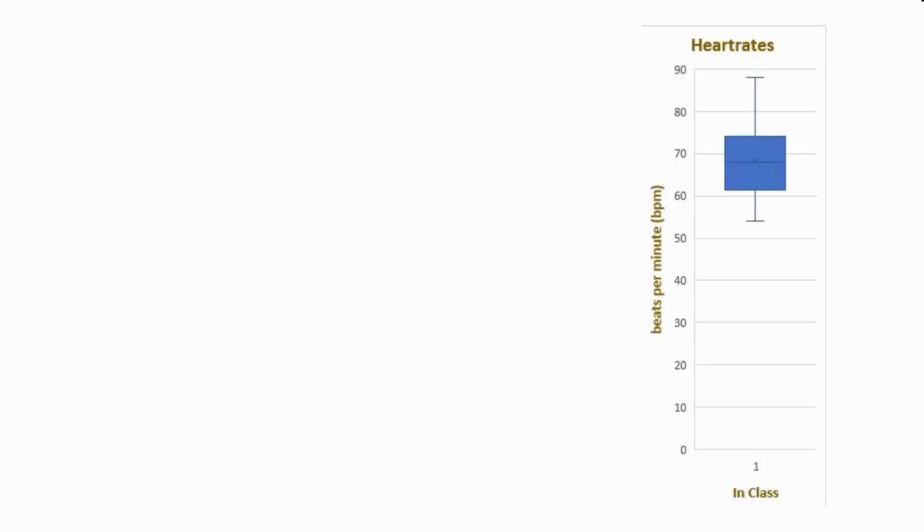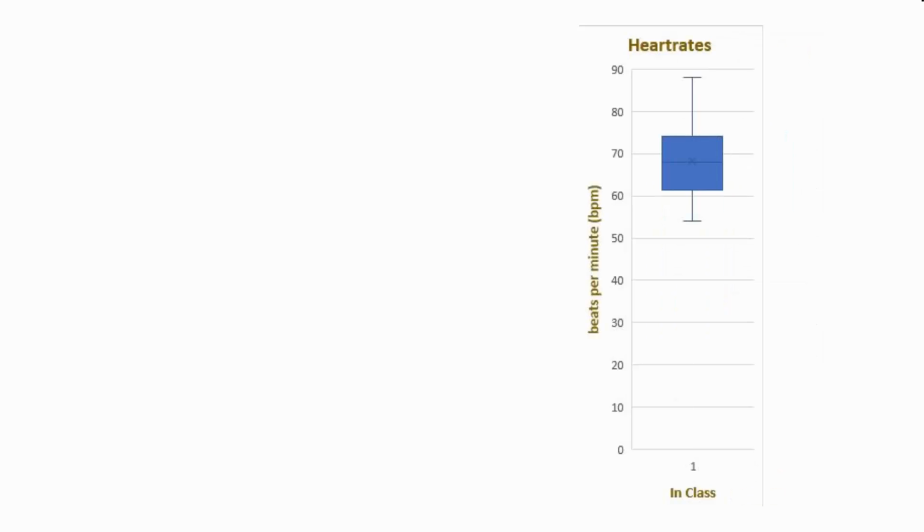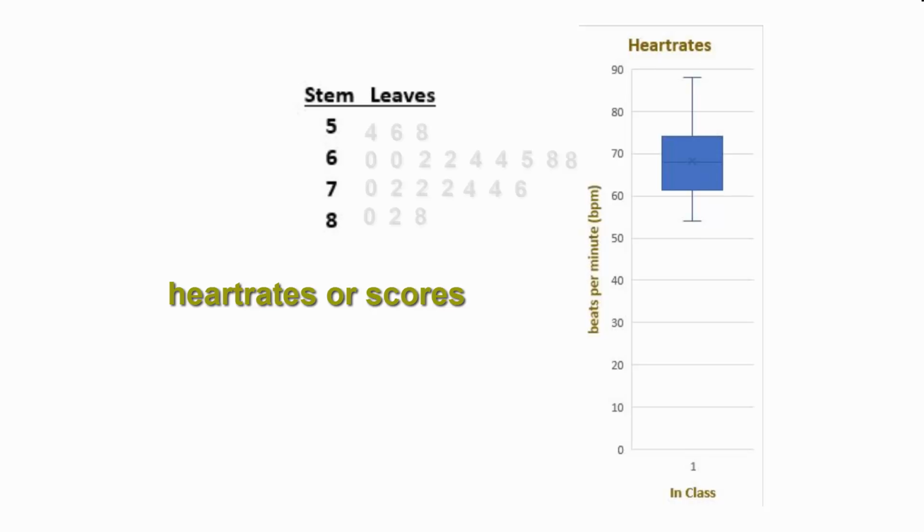This is a box plot that represents the heart rates of students during a math class. The box plot visually displays the intervals trapping the lowest 25% of scores, the second 25% or second quartile of scores, and the third and fourth quartile of scores as well. Remember, we tend to call each number in the data set a score. In this case, they can be called heart rates or scores.